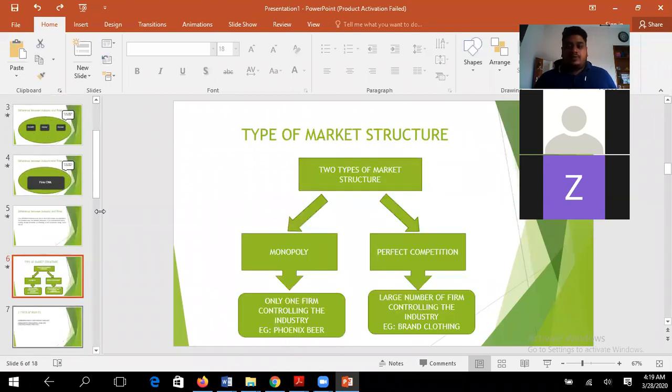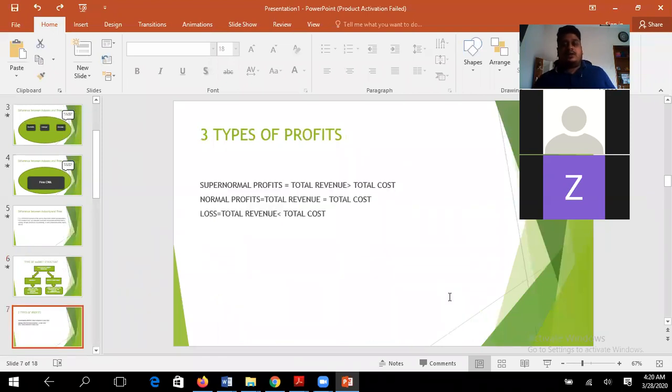So we have two types of market structure. One is known as monopoly, where in this particular industry there is only one firm. The other is perfect competition, and in this type of industry there are a large number of firms. Then we've got three types of profits. We have supernormal profits, where total revenue is greater than total costs. Then we get normal profits, where total revenue is equal to total costs. And then we get loss. Loss is total revenue less than total costs.